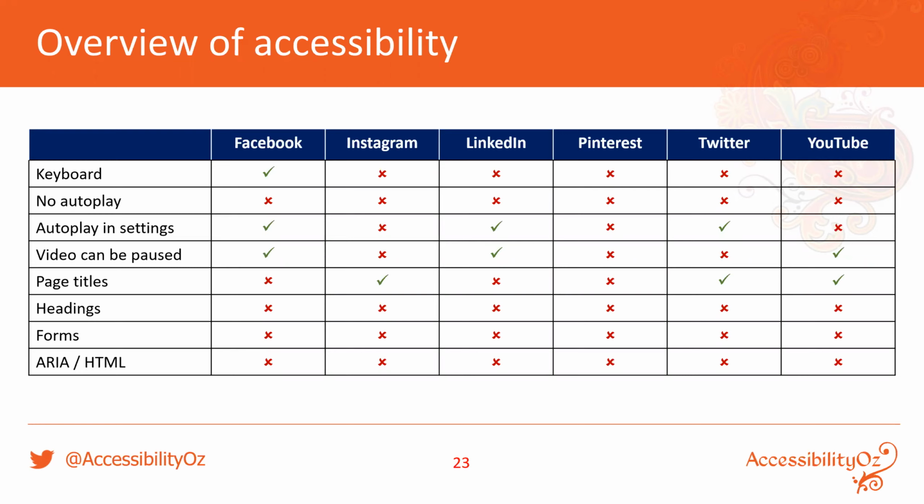We tested page titles, if they were unique, if they were descriptive, if they had a reference to the site. We tested headings to ensure there were headings on all pages, that headings were coded with H1, H2, H3, etc., that content wasn't coded as a heading, that headings were nested properly. We tested forms, so things like field labels are coded properly, submit buttons are coded properly, that radio buttons and checkboxes have field sets, etc. And we tested for accurate use of ARIA and HTML.